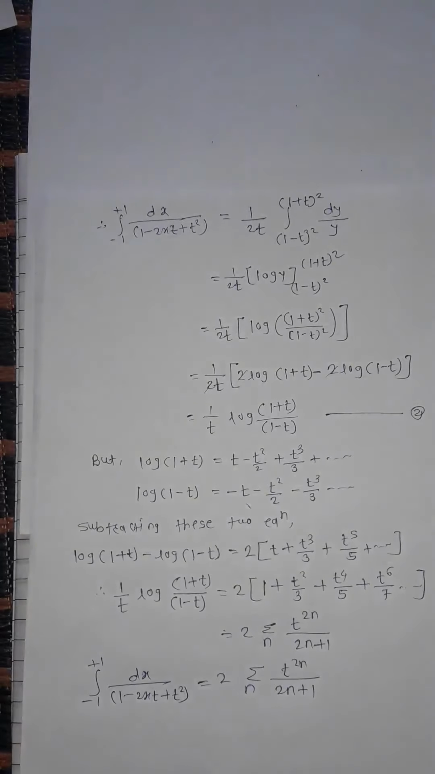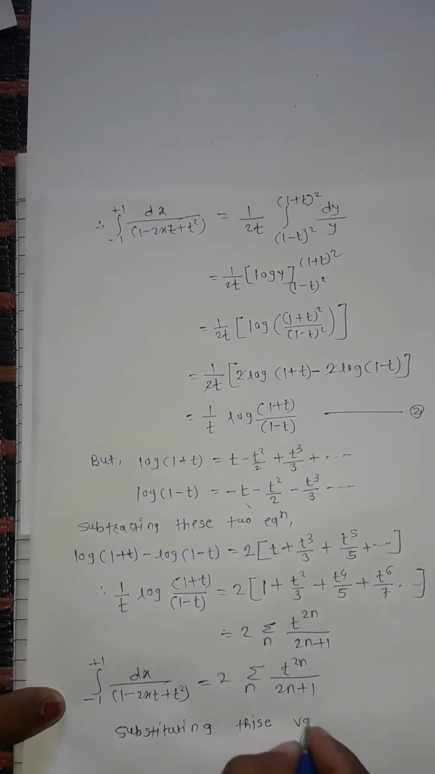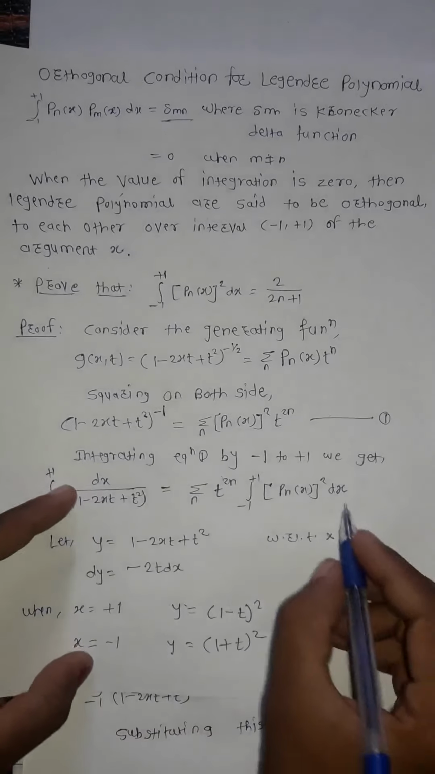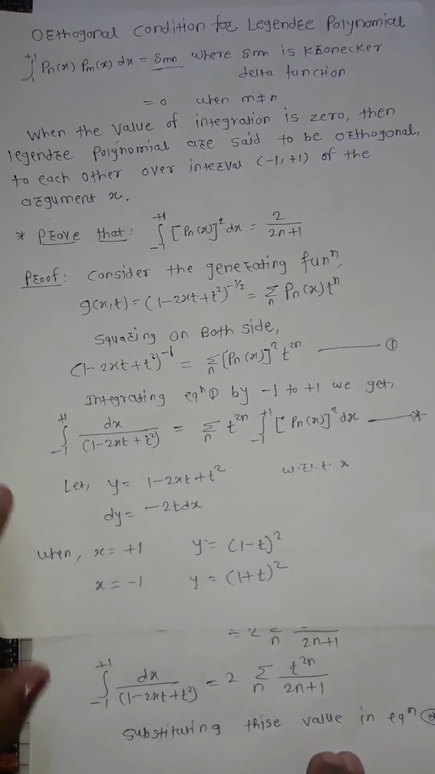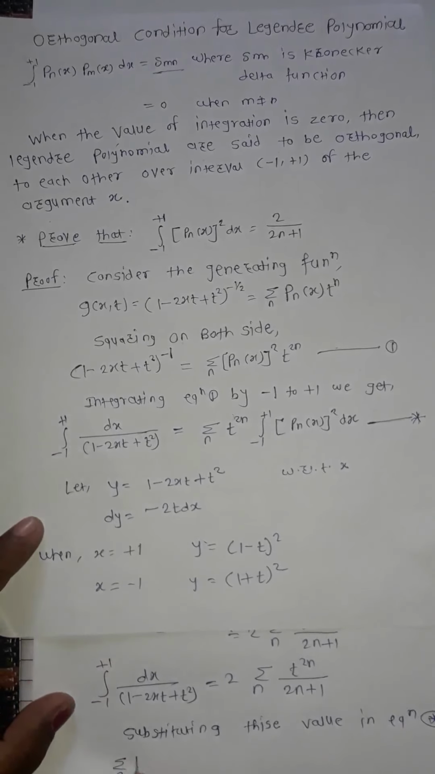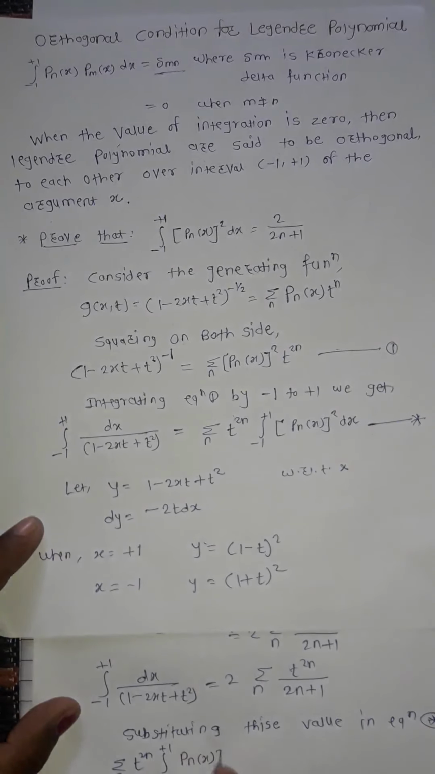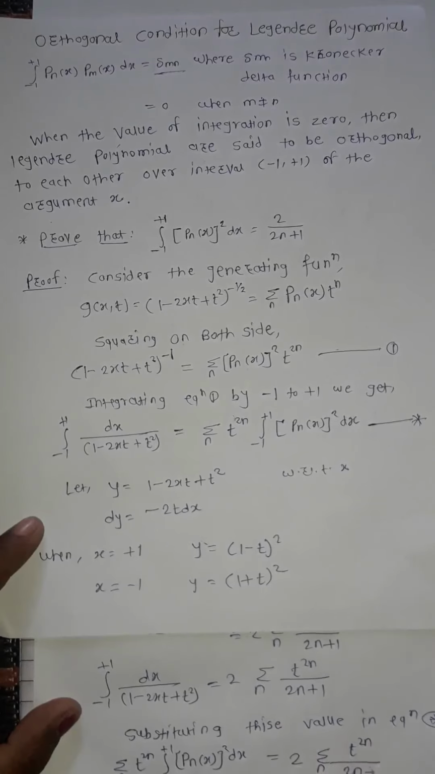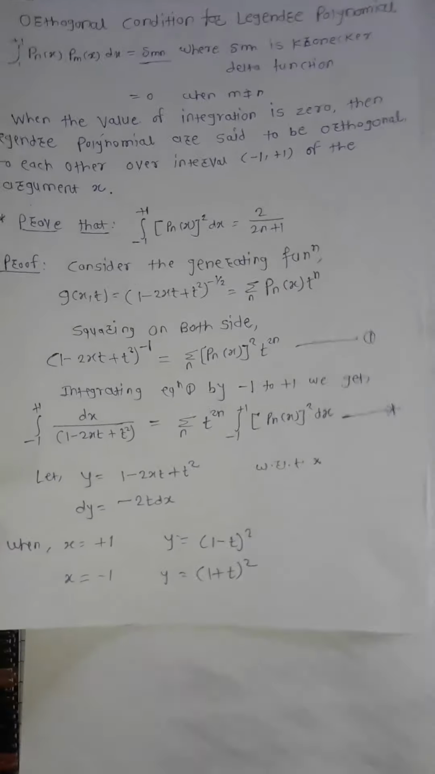Now substituting this value in the equation, we get summation over n t raised to 2n into integral over -1 to +1 Pn of x square dx is equal to 2 into summation over n t raised to 2n upon 2n plus 1.